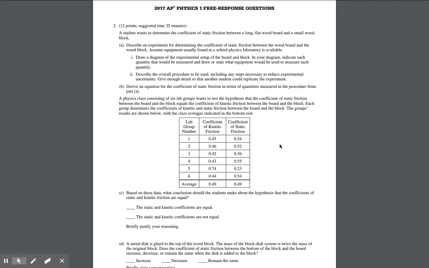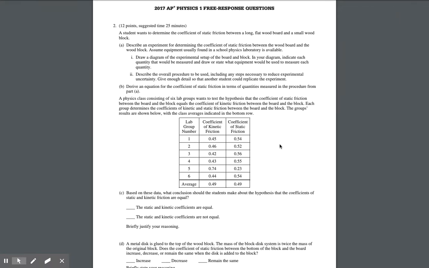Okay, B, derive an equation for the coefficient of static friction in terms of quantities measured in the procedure from part A. Okay, so you want to come up with an equation in which mu is solved for. Unfortunately you can't look at your mu of the shoe lab when you're taking the exam, but we came up with a quantity to easily measure mu. Okay, so this is definitely doable. You've done it before. It's just completing it in a time period.